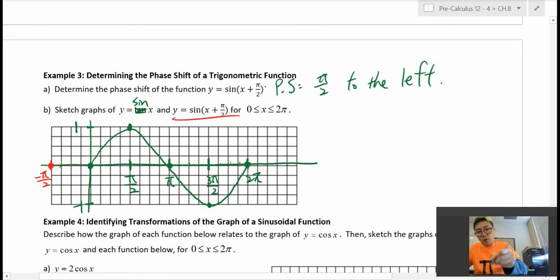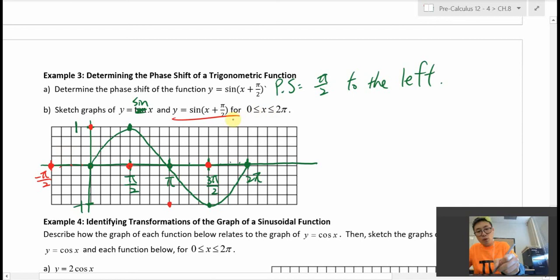Now I know the period is 2 pi, so from negative pi over 2, that goes to pi over 2, pi, 3 pi over 2, 2 pi. So it's going to end right there. And halfway between the starting point and end point, in the middle, that's right here, is a 0. Between the first 2 zeros, you should have a maximum. Between the second and third zero, you should have a minimum. So there's the sine graph.